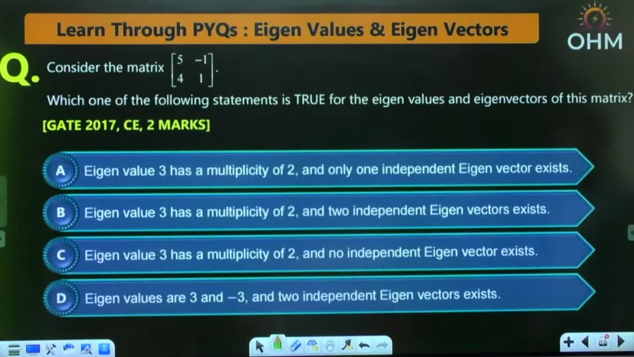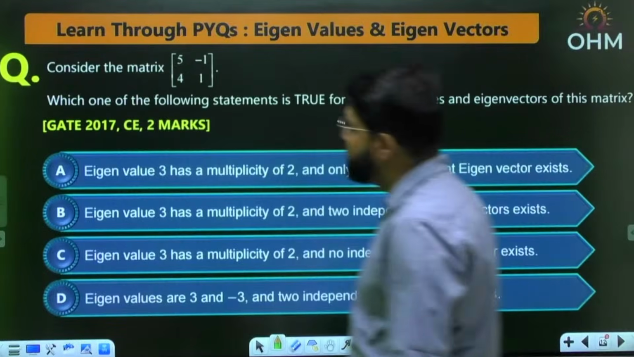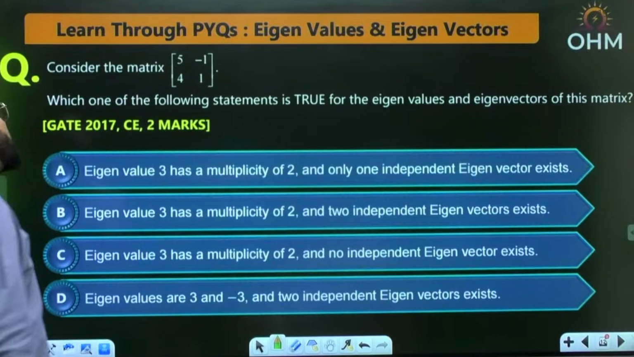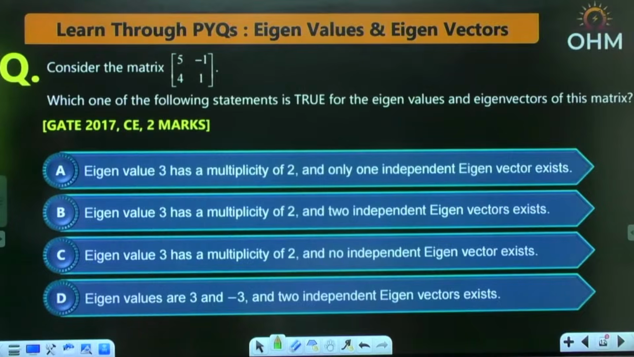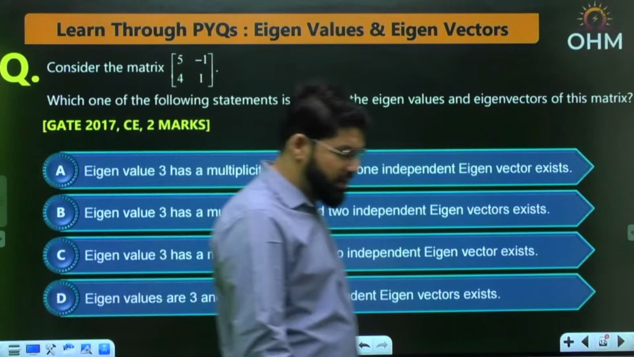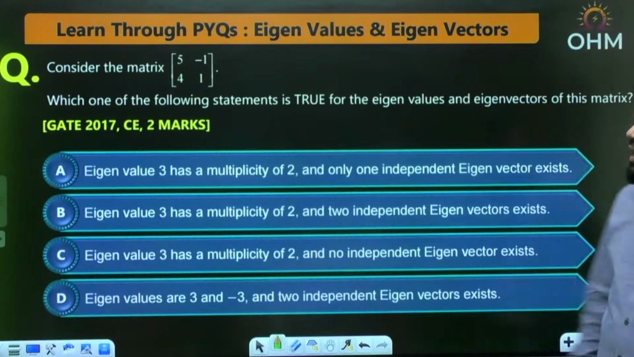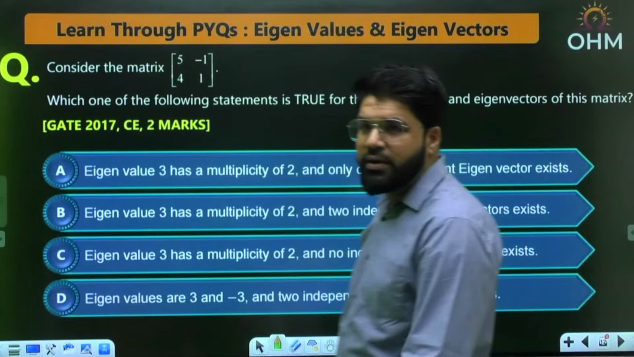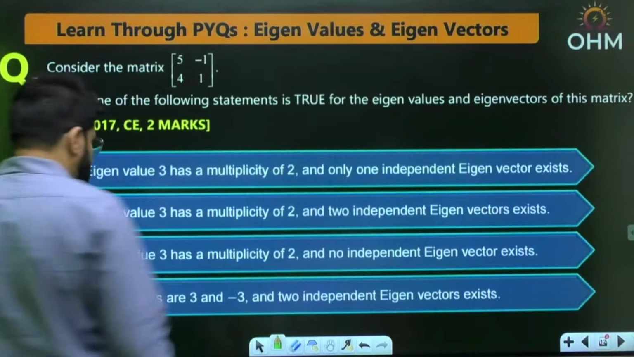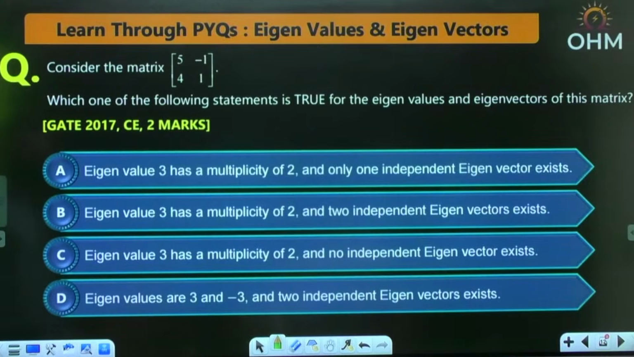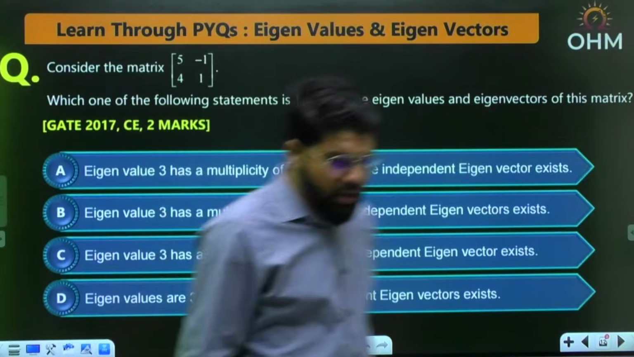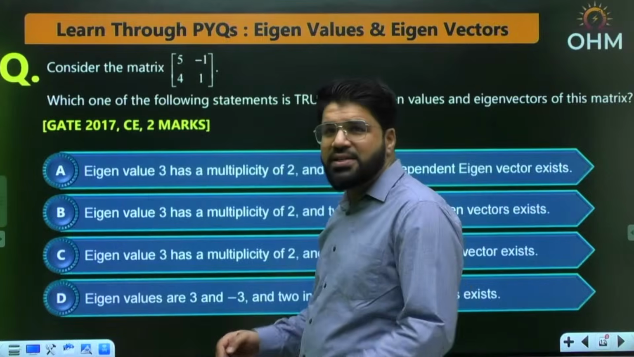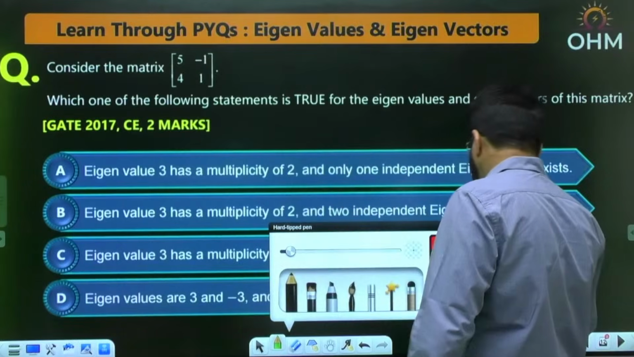Next one. Consider the matrix 5 minus 1, 4, 1. Which of the following statements is true for the eigenvalues and eigenvectors of this matrix? Now, it's a 2 cross 2 matrix. As I told you, let's learn something new here.